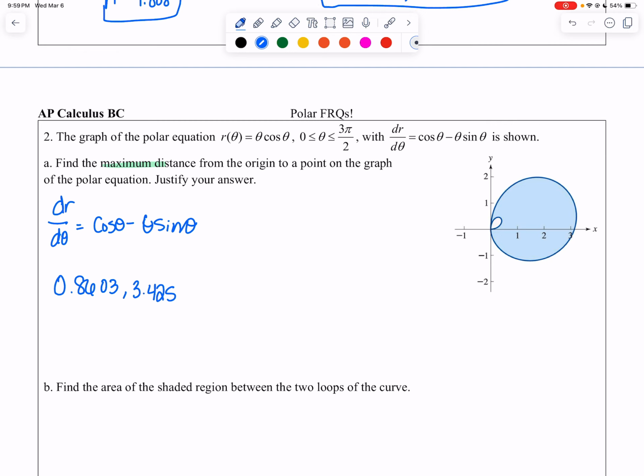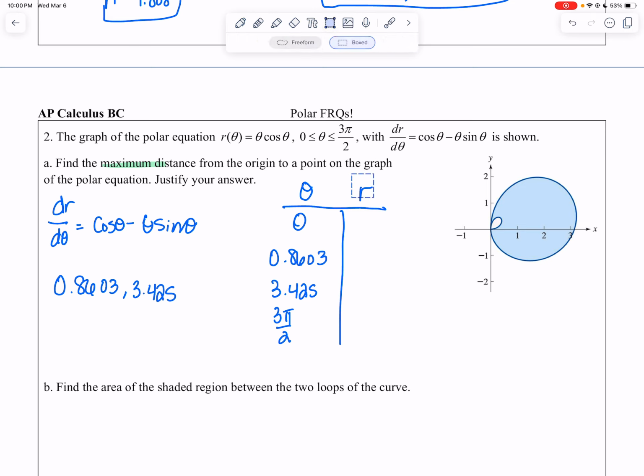Now, remember that in order to get credit on the AP exam, you probably want a table of values. And with that table of values, you also want to make sure that you include the endpoints of 0 and 3 pi over 2. So 0, 0.8603, 3.425, and then 3 pi over 2. That's theta, sorry, theta. And then you need to figure out what r of theta is, aka r.